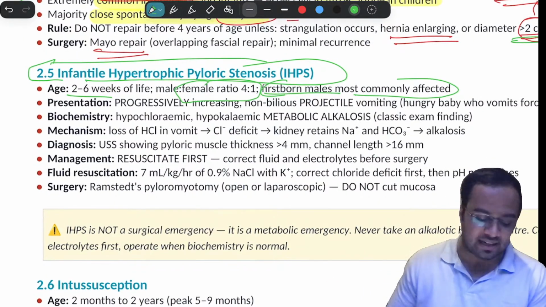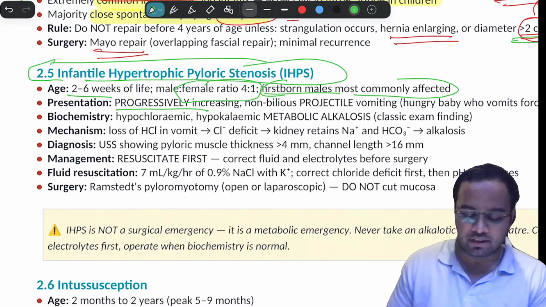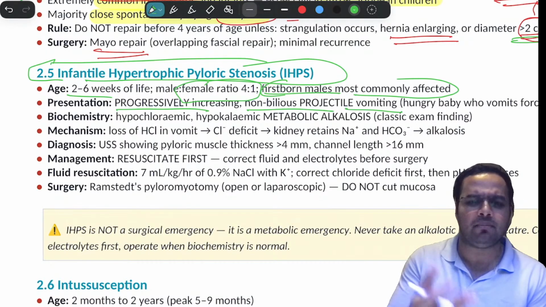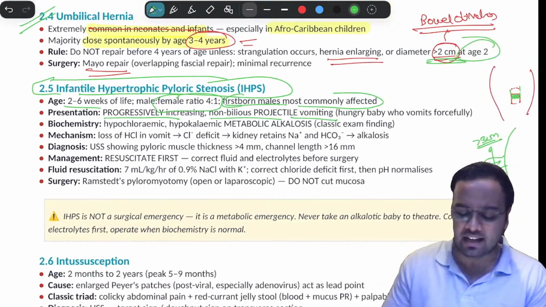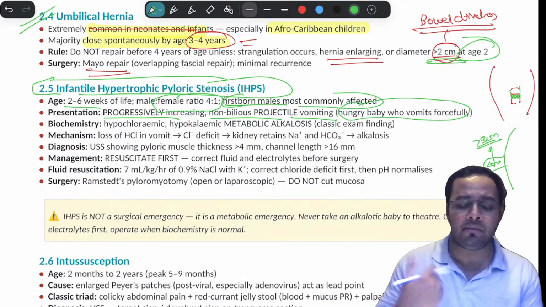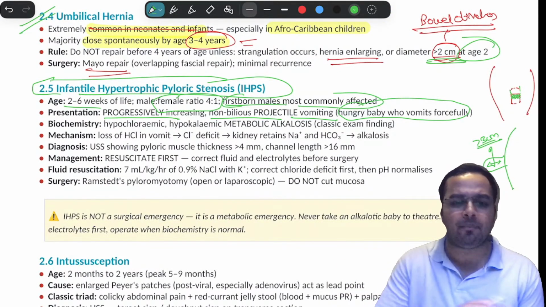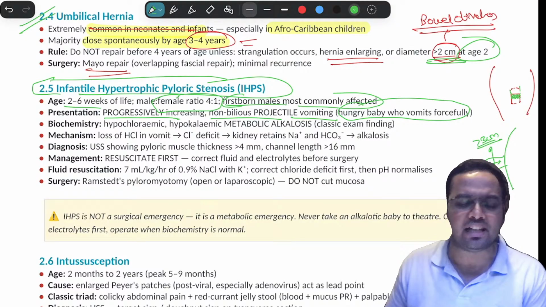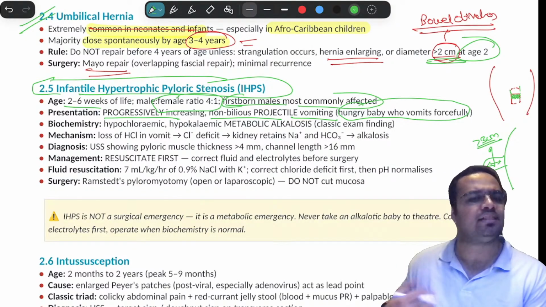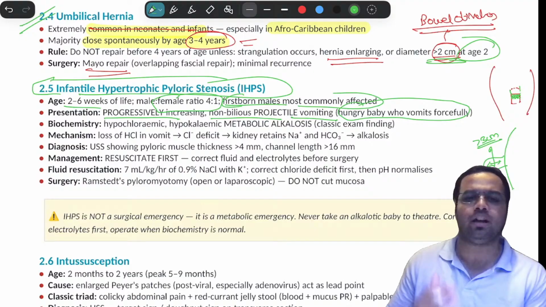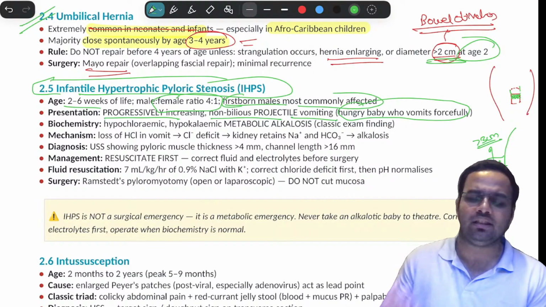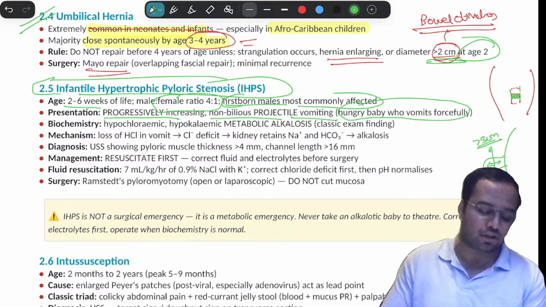How is it going to present? It is going to present progressively with non-bilious projectile vomiting. Obviously the bile is not going to come, and it is a hungry baby after the vomitus. After the baby vomits, the baby is going to feel more hungry, because the vomiting is not because of any metabolic problem, it is not because of any intestinal obstruction. The baby's intestines are not getting any content, so the child is going to be crying of hunger. So when you feed the child, it vomits, again it cries of hunger.